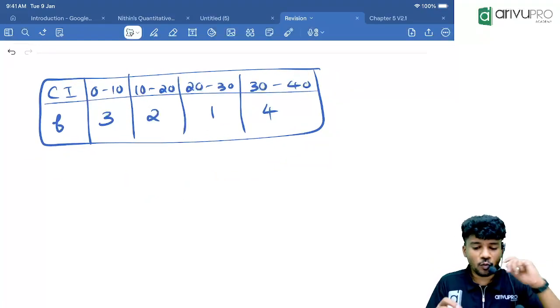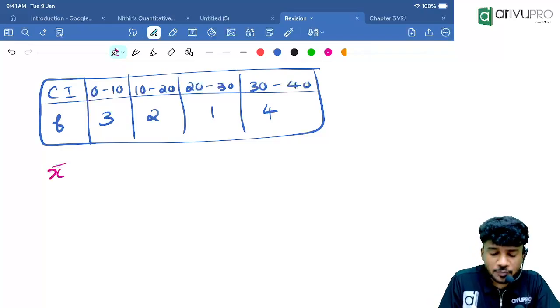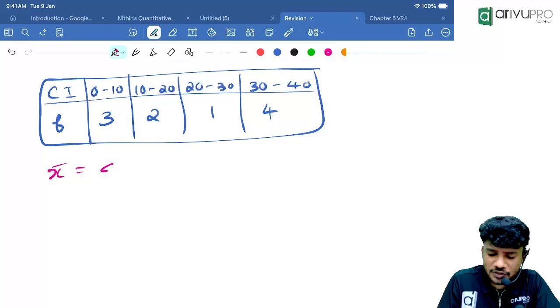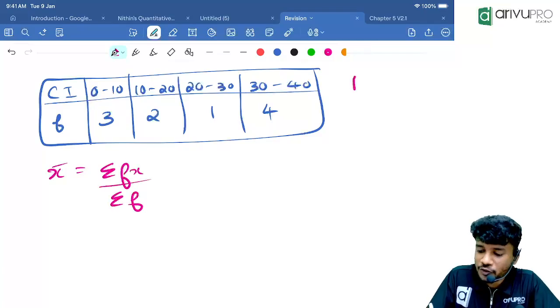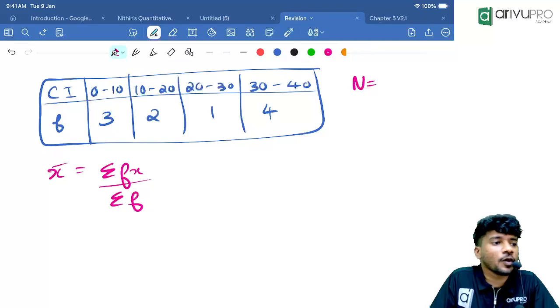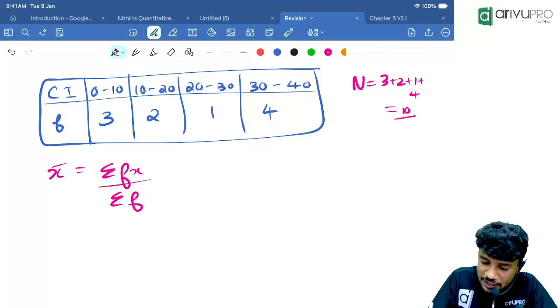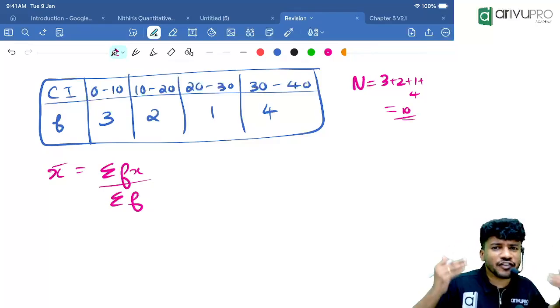First one, people, what are we going to find first? We are going to find mean. X bar for grouped data is what? That is nothing but sigma fx divided by sigma f. First of all, you require the capital N value. How much is capital N, people? 3 plus 2 plus 1 plus 4, which is equal to 10. We have sigma f for the capital letter N value right in front of us.